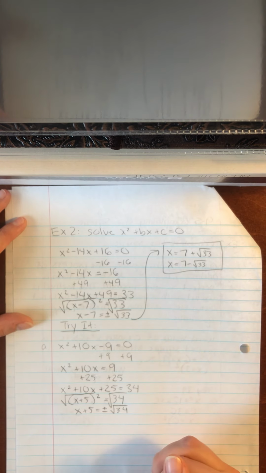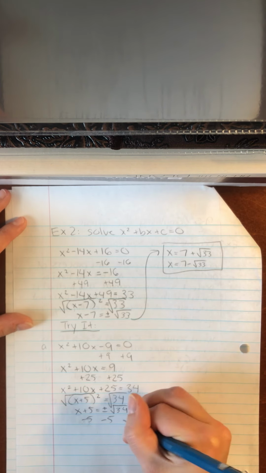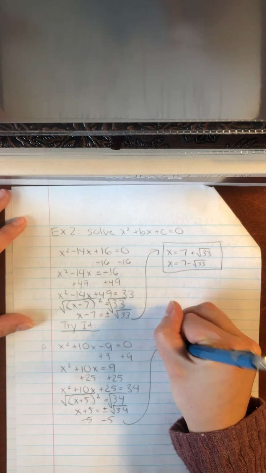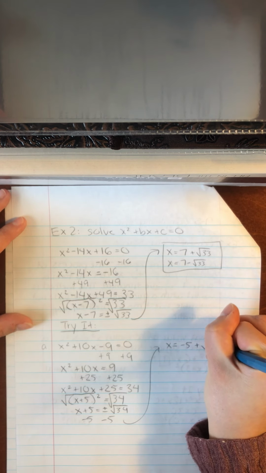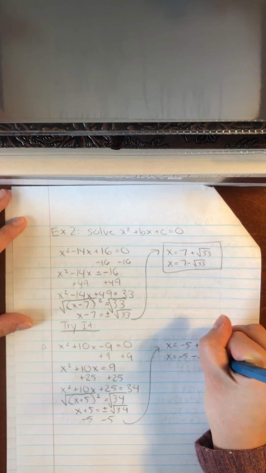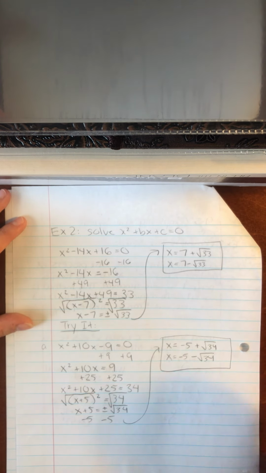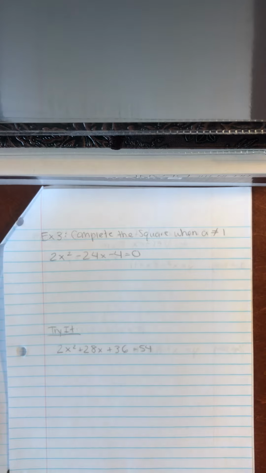Nothing we can do with that radical. We keep it like that. Subtract 5, subtract 5. x equals negative 5 plus radical 34, and x equals negative 5 minus radical 34. Those are our two solutions. Okay, moving on to example 3.